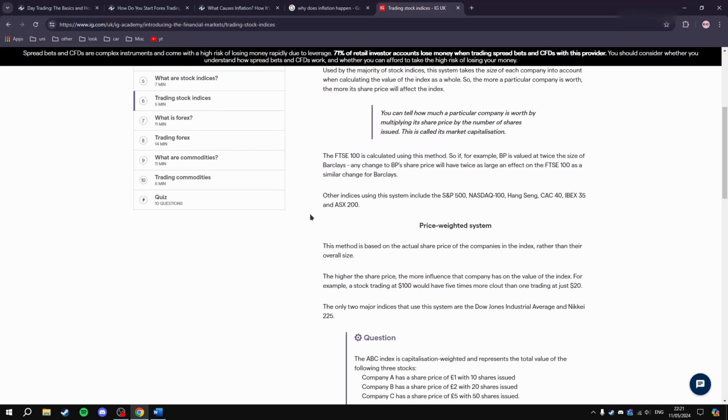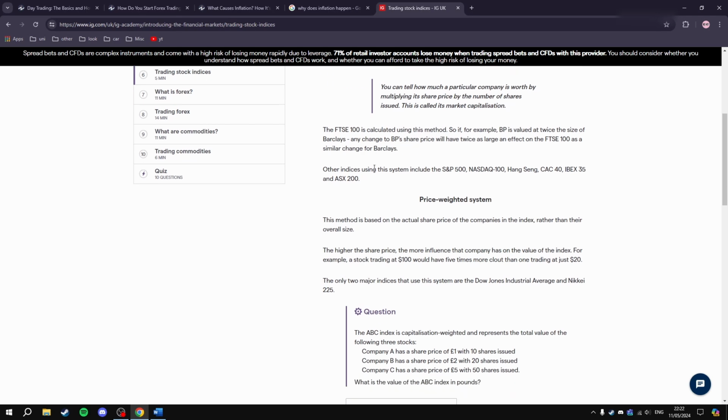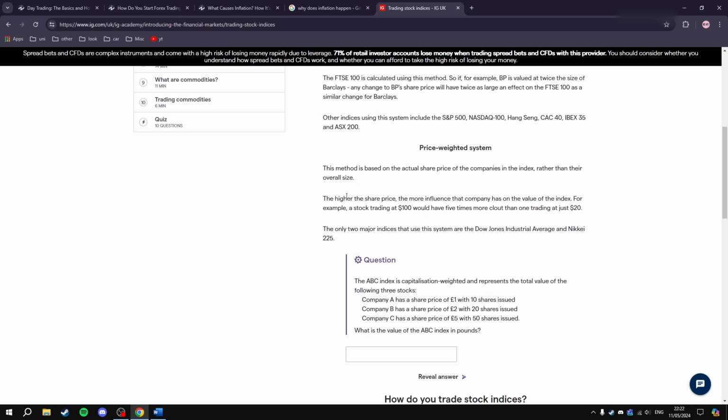The FTSE 100 is calculated using this method. So if, for example, BP is valued at twice the size of Barclays, any change to BP's share price will have twice as large an effect on the FTSE 100 as a similar change for Barclays. Other indices using this system include the S&P 500, Nasdaq 100, Hang Seng, CAC 40, IBEX 35 and ASX 200.